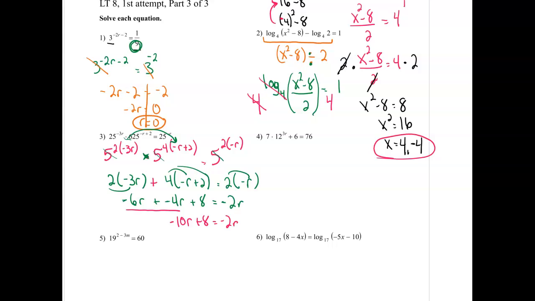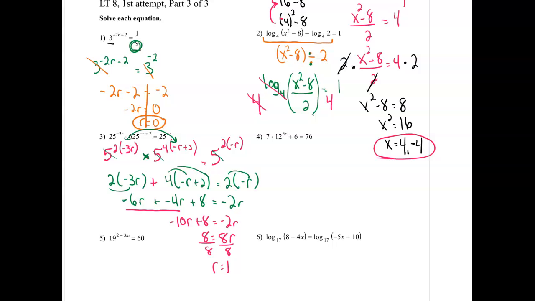And now what I'll do is add 10r to the other side, which gives me positive 8r, divide by 8. And r is worth 1. This problem is not a log problem, so I do not need to check to see if 1 is extraneous or not. I'm good to go.